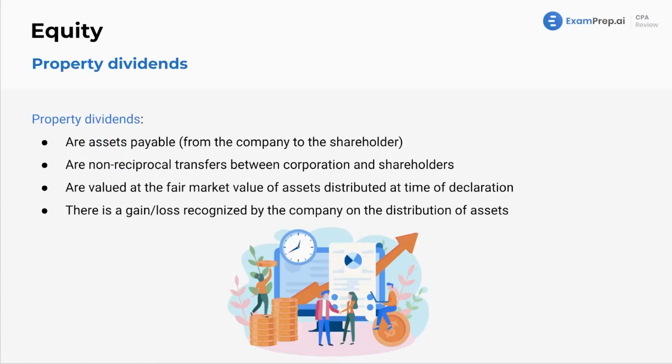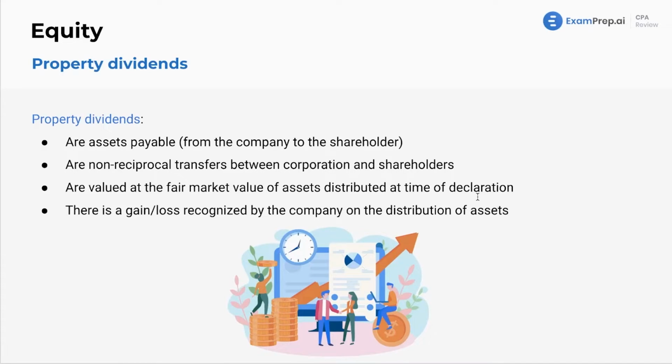Property dividends, like I said, these are not cash. Property dividends are assets payable from the company to the shareholder. It could be land, it could be a building, it could be a truck, it could be anything. They are non-reciprocal transfers between the corporation and shareholders, meaning non-reciprocal, only one party is giving something up. That's the company giving up something to the shareholder. They're valued at the fair market value of the assets distributed at the time of declaration.